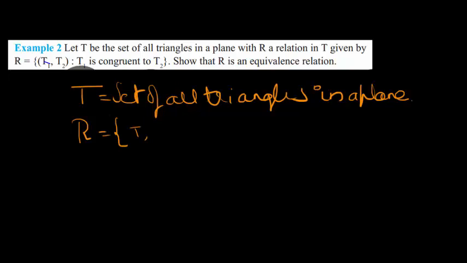I'm going to pick up two triangles which are connected to each other such that the first triangle is congruent to the second triangle. Now, that's a relationship that's been defined to me. Okay. Now, I'm going to check if it is reflexive, transitive, and symmetric.